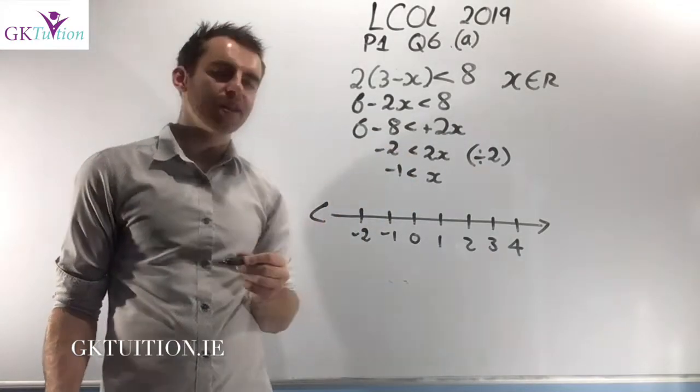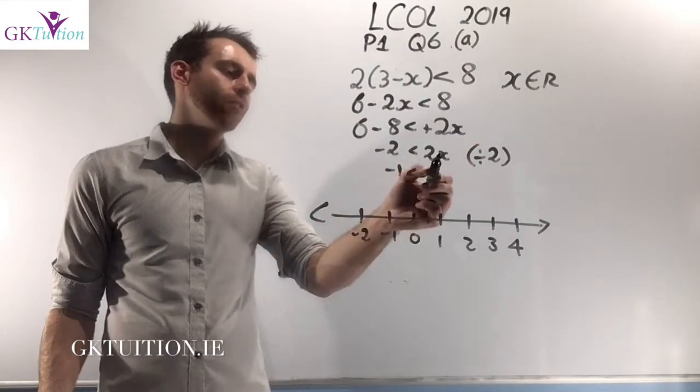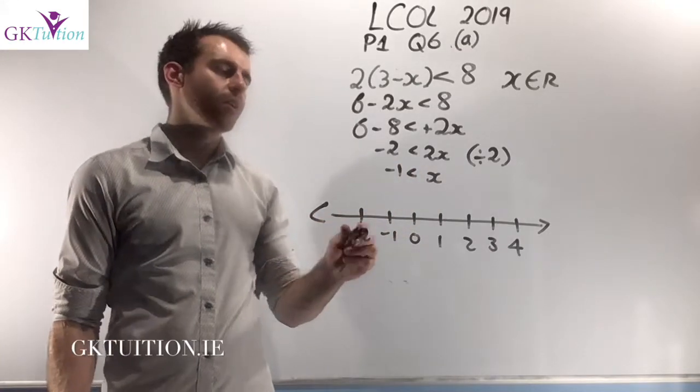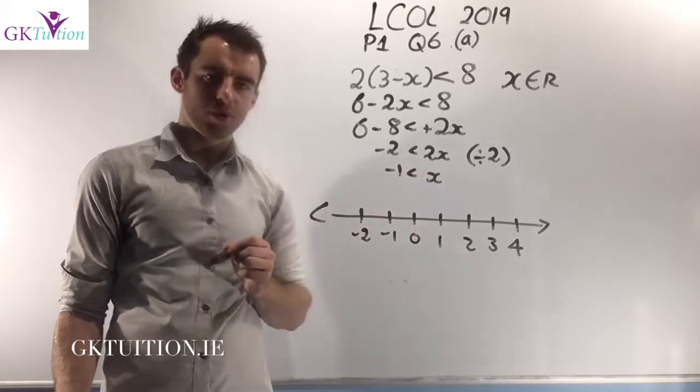6 minus 8 is minus 2. And now if 2x is greater than minus 2, I just divide both sides by 2. And my final answer is x > -1.